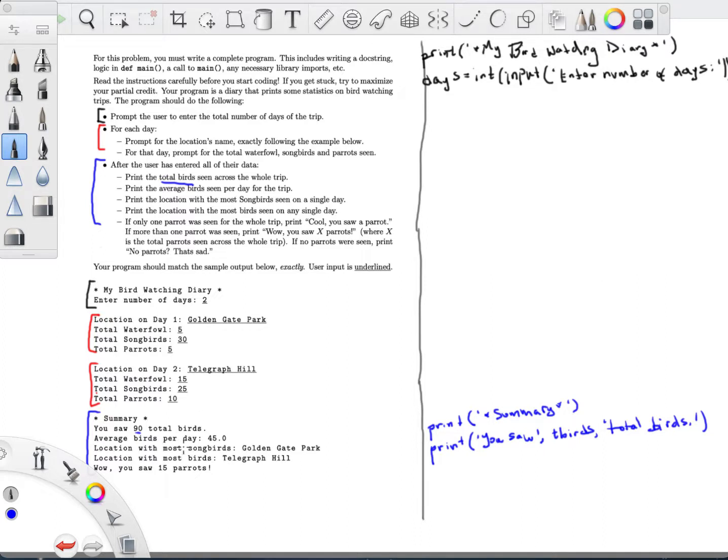Average birds per day. Oh, well, that one I don't need to deal with, right? Because I already have the total number of days in days. So if I know total birds, then I can just do a calculation. That's not an extra thing to think about. Average birds per day, that would be t-birds divided by days.